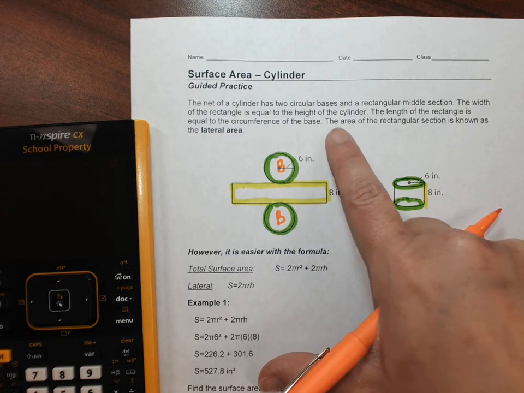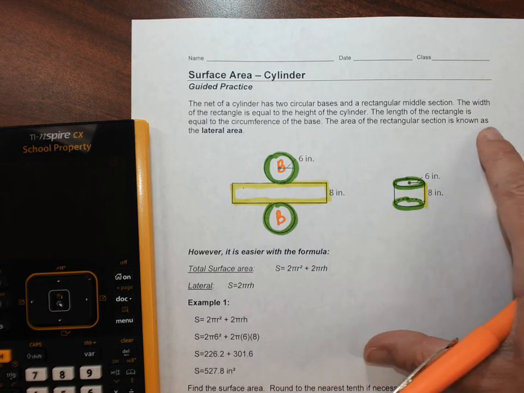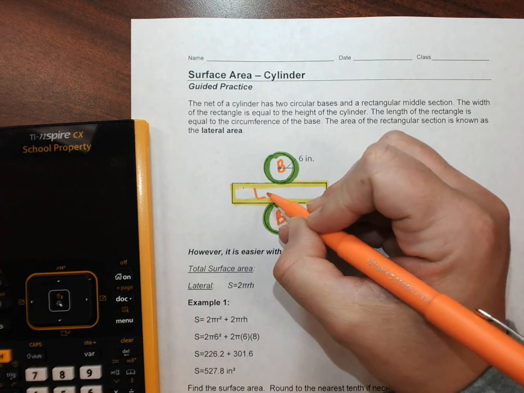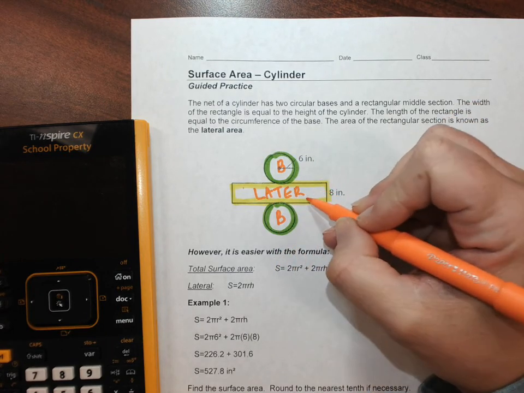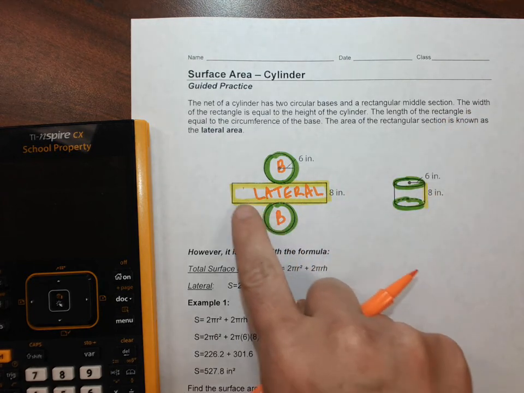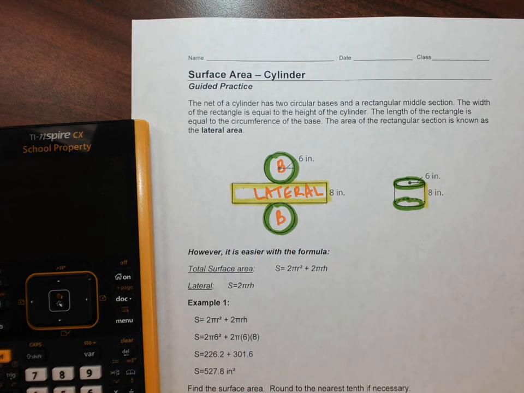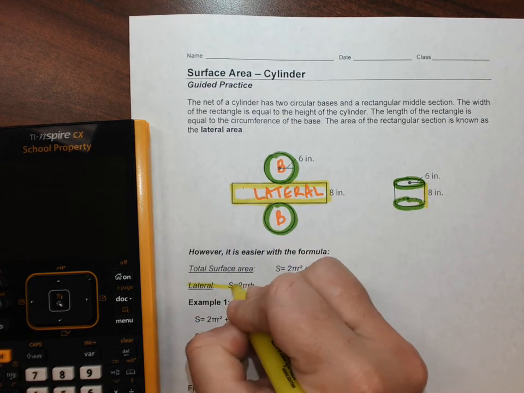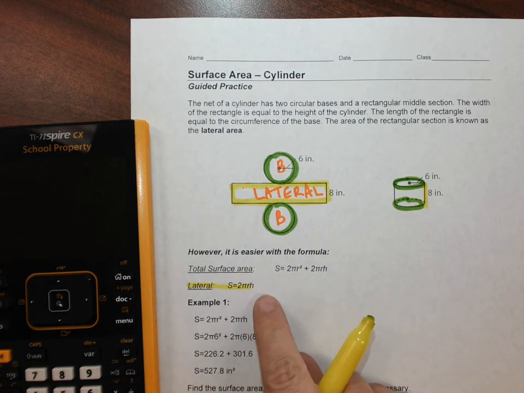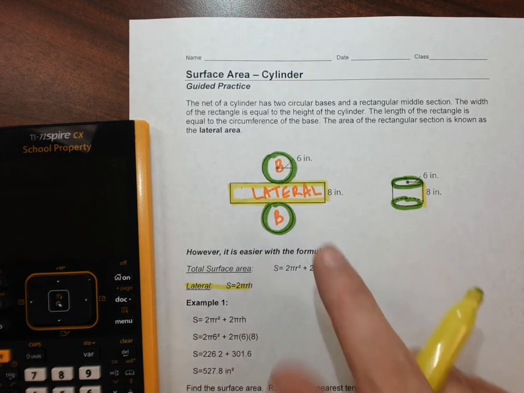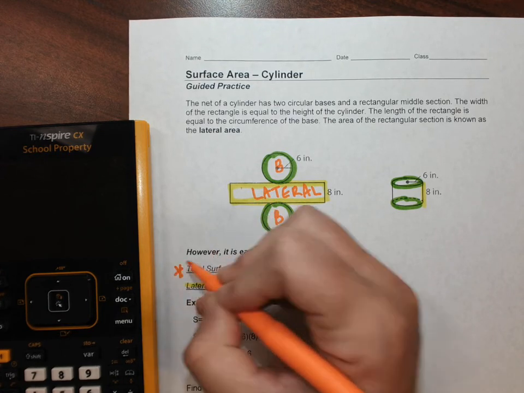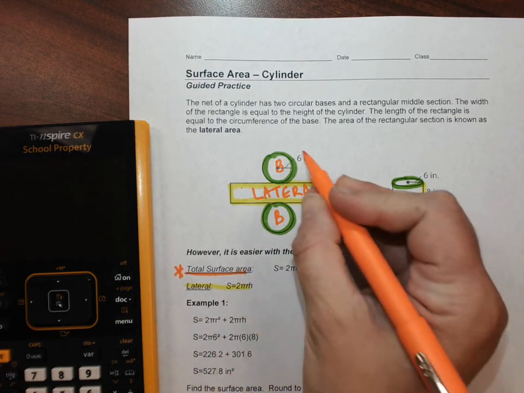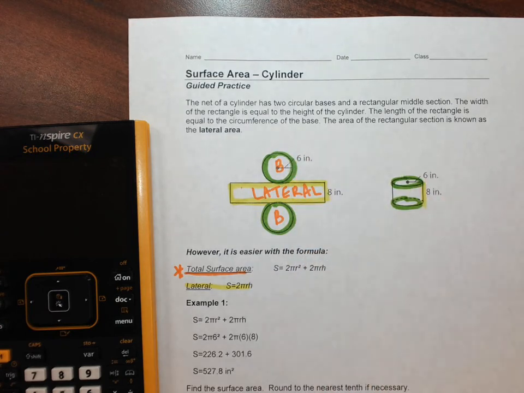That's what that's saying. The area of the rectangular section is known as the lateral area. So we're going to put lateral here. That's your lateral, right? And I'm going to highlight that yellow here. Okay, so my lateral is just the yellow part. The total surface area is the entire thing, so including the bases.